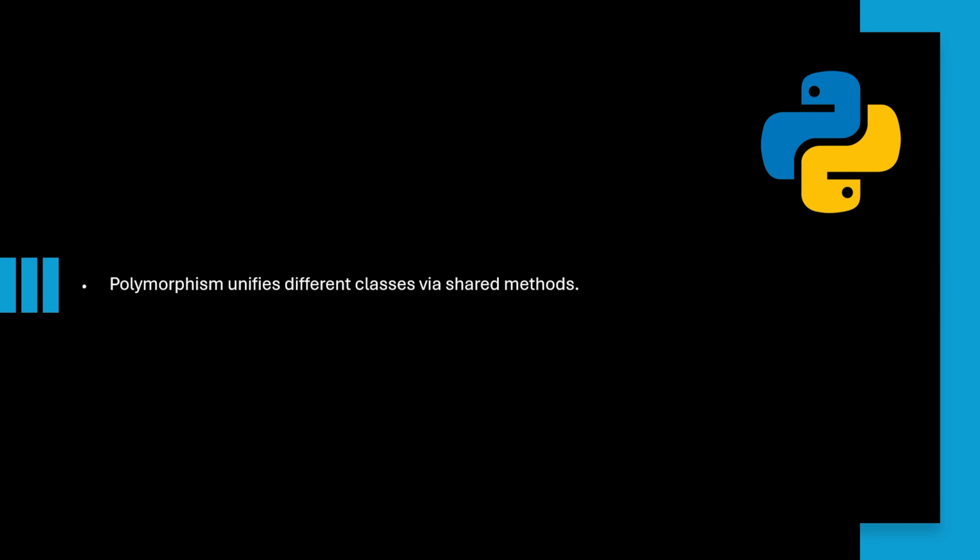Polymorphism is a powerful concept in object-oriented programming that lets us treat different classes through a unified interface. It's all about designing flexible systems where code can work seamlessly with objects of different types as long as they follow the same behavioral contract.